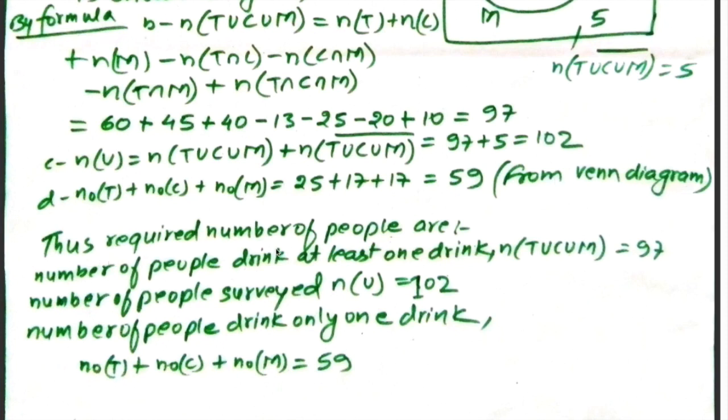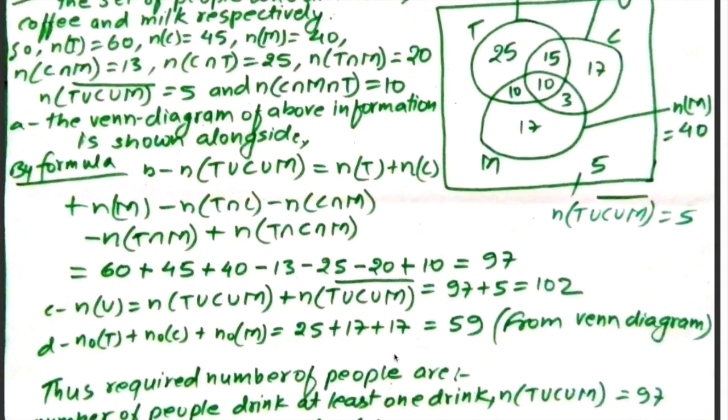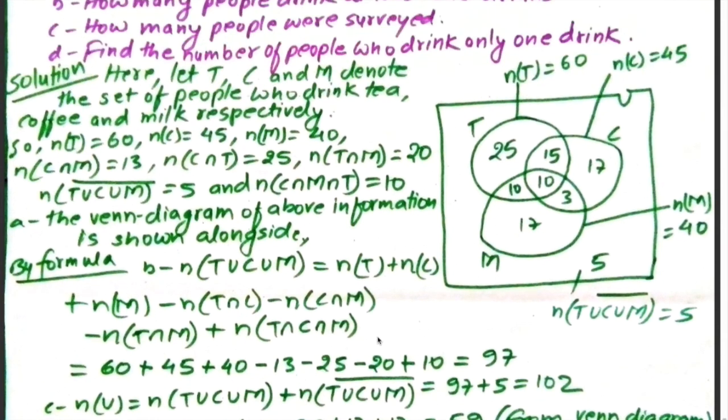Thus the required number of people who drink at least one drink, n(T union C union M), equals 97. The number of people surveyed, n(U), equals 102. The number of people who drink only one drink equals 59. In this way, we got some of the values from the Venn diagram.